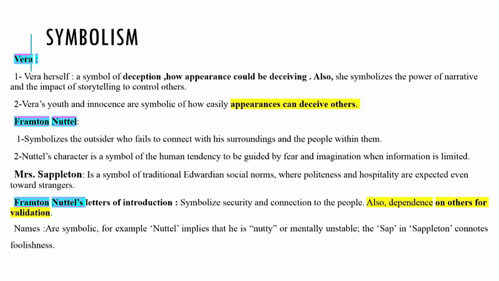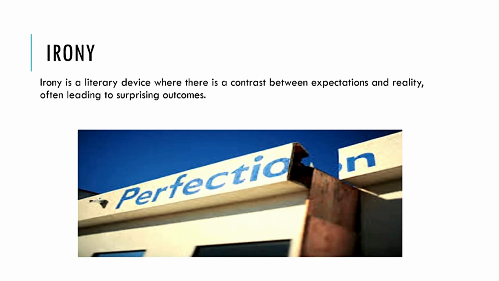The names in the short story are symbolic as well. For example, Nuttel implies that he is naughty or mentally unsettled. The sap in Sappleton connects to foolishness. So these are the symbols in the short story.